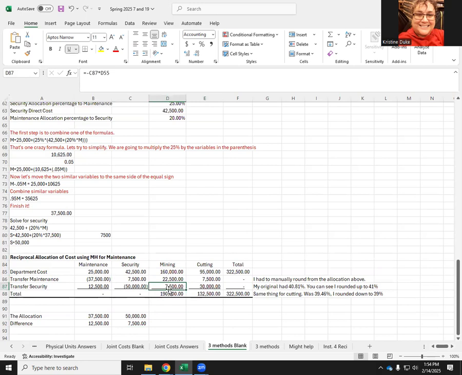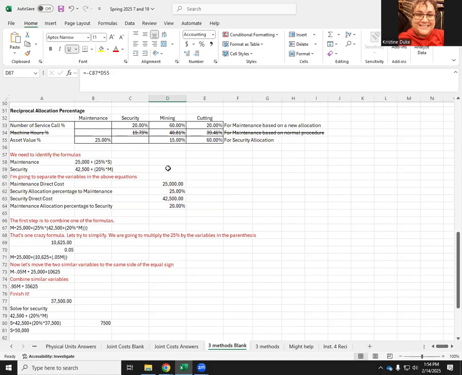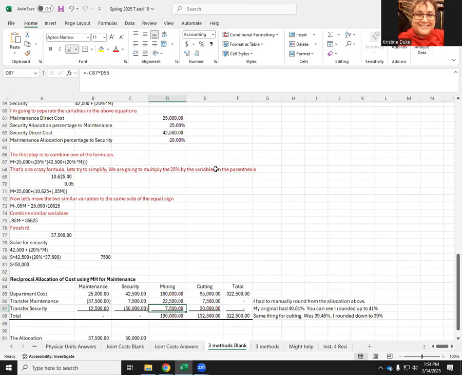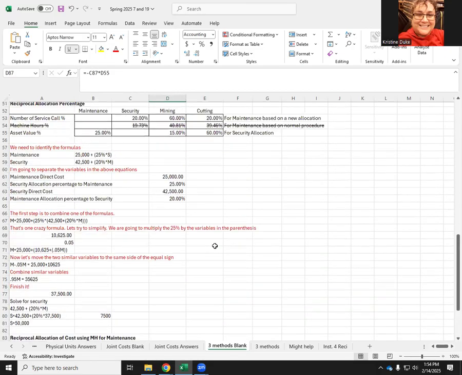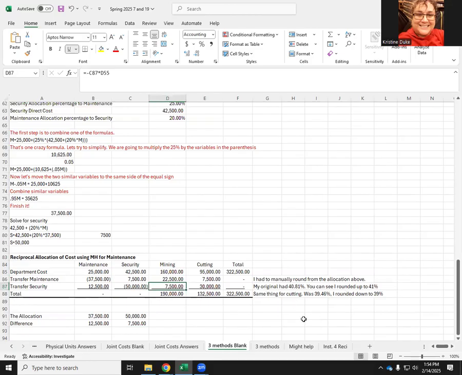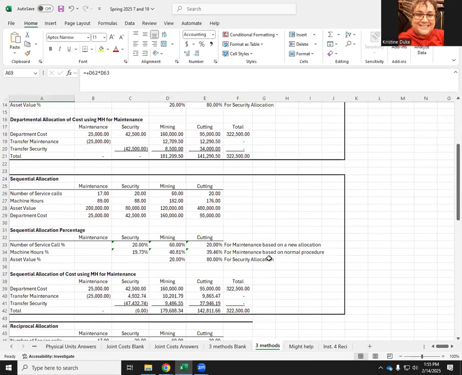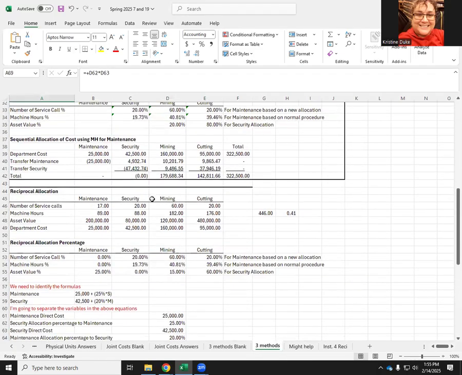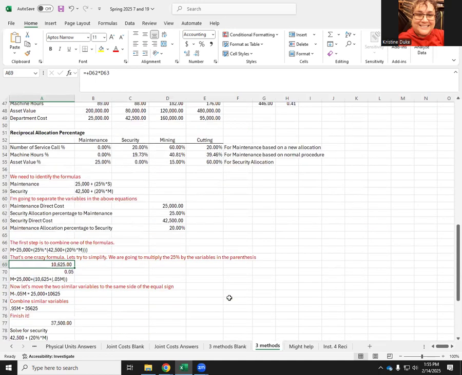And then here is the transfer from security. So we go C minus C87 multiplied by the 15, multiplied by the 60% there. And that's how you do it. Whew. I hate this just because of all the going back and forth. I've seen it worse than this in terms of the formulas, but this isn't bad. So I did that one just now to the number of service calls just for fun. Why not?